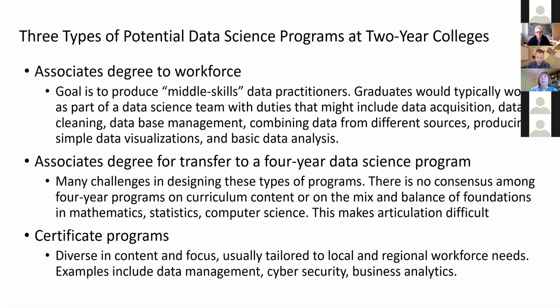The second type of program that was considered at the summit was the idea of an associate's degree designed for people who wanted to do their first 2 years at a community college, but whose intention was to transfer to a four-year data science program. These kinds of programs we found were probably the programs that face the biggest challenges, partly because there really is no good consensus right now among the four-year schools. If you look at the data science programs at four-year schools, they're all over the board in terms of how they mix mathematics, statistics, and computer science. And so that makes it very difficult for two-year colleges, unless they're working in partnership with a four-year college, to negotiate articulation and other kinds of difficulties.